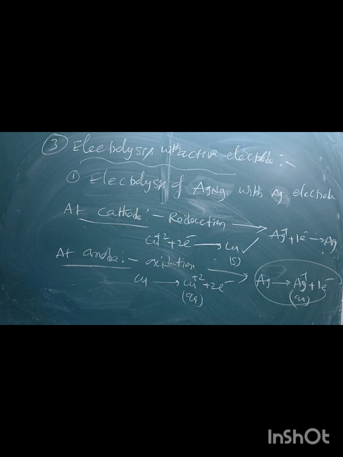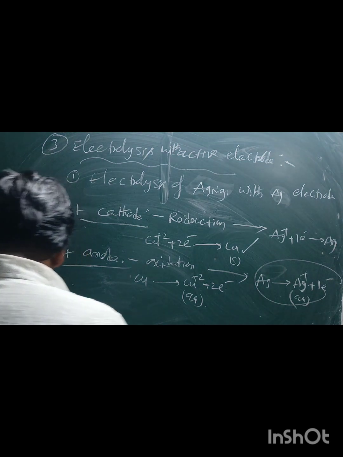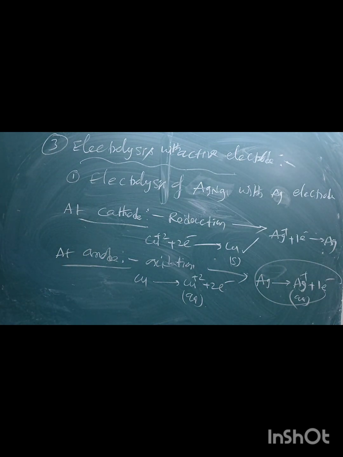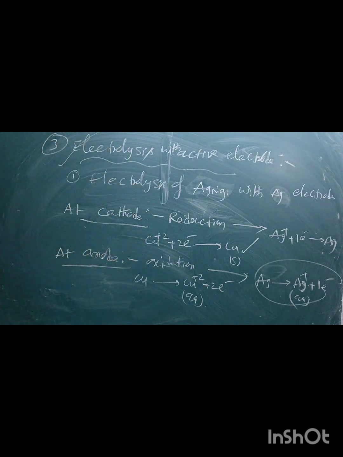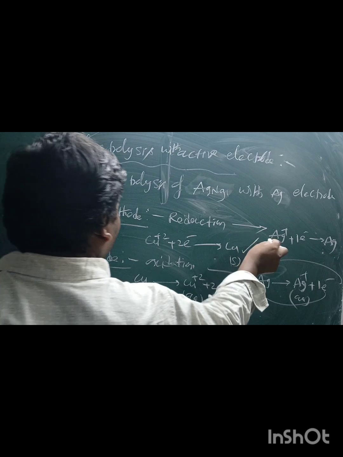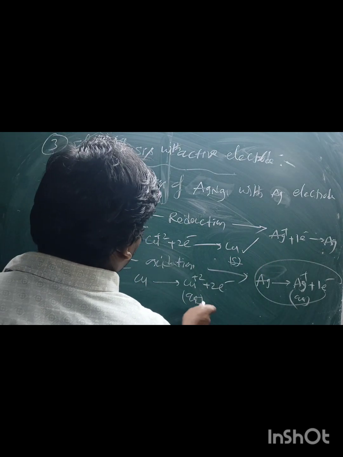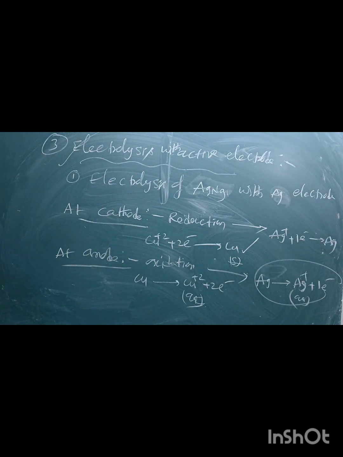Like that, nickel electrode, nickel chloride or nickel nitrate dissociated here also. That means electrolysis with active electrode: at the cathode metal is deposited, at the anode aqueous form of ions are formed. Okay, this is the information about one more electrolysis.